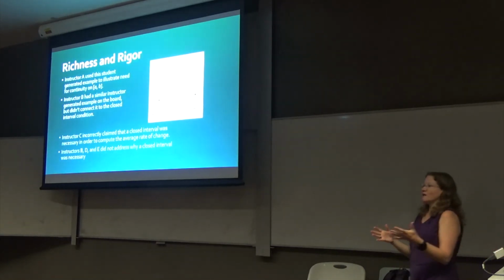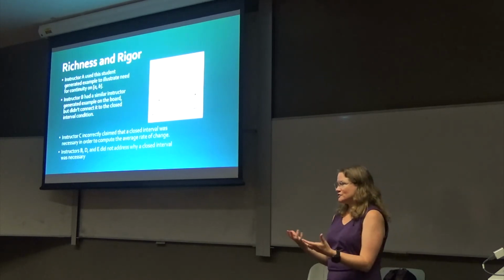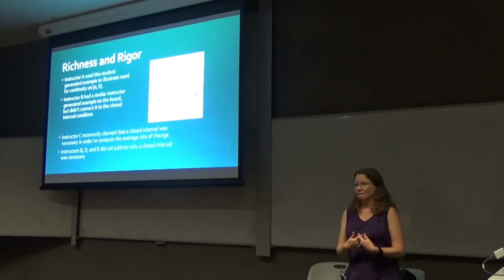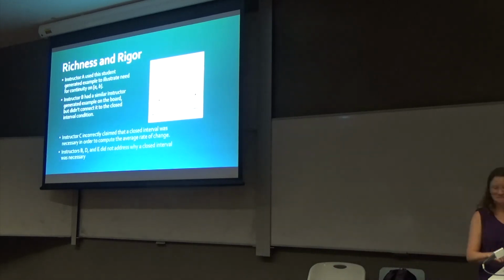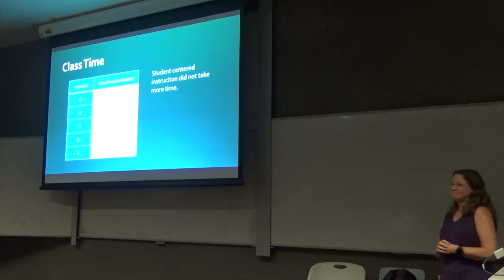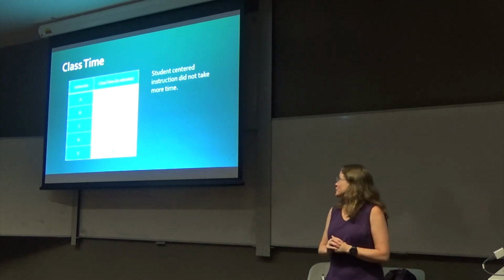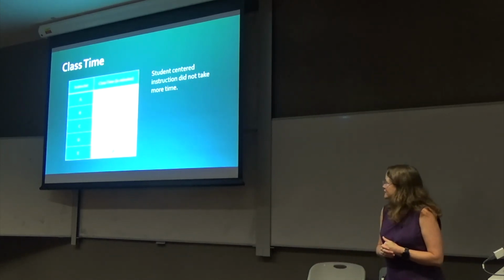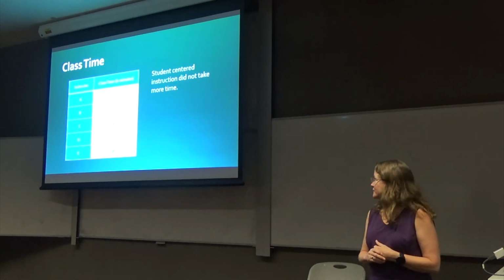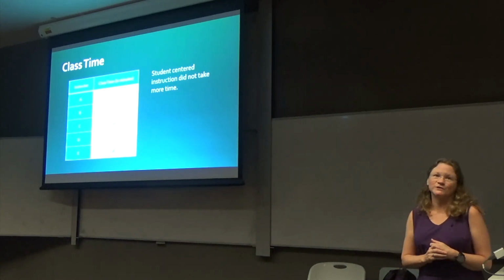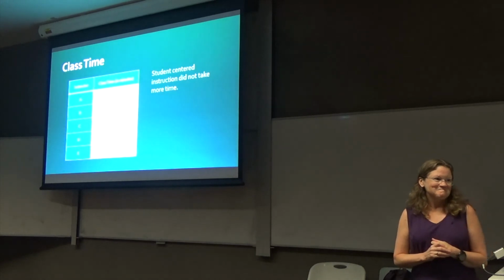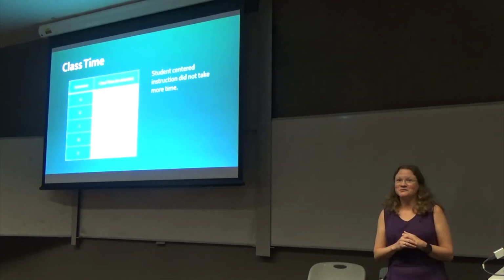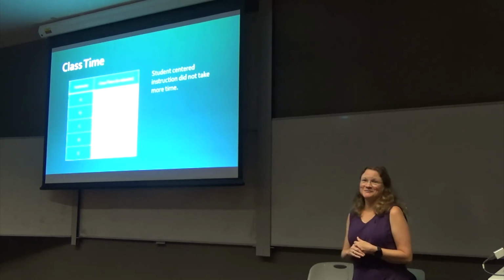Now you're probably thinking, all this time taken for students to go and generate examples, it's going to take way more class time, right? That's what you think, right? Instructor A took 42 minutes of class time for the mean value theorem. Instructor E had the least amount of time at 38 minutes. Instructor B had the most at 53. So instructor A is right in the middle. It wasn't really any extra time.